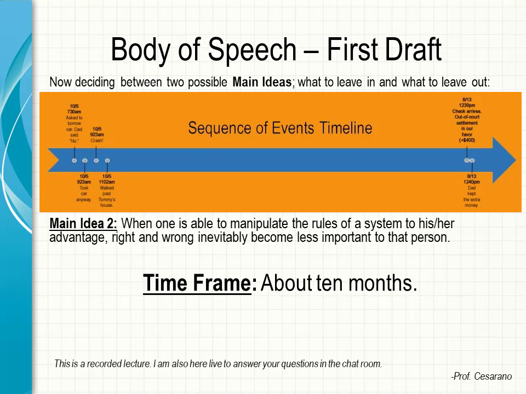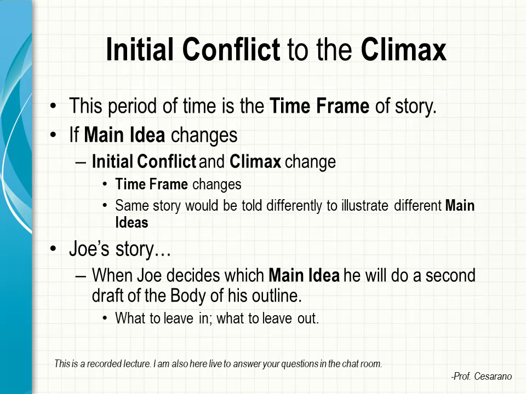Remember that the time frame is the period of time between the initial conflict, in this case the moment of the accident, and the climax, in this case Joe's father keeping the extra money. To review, the period of time between the initial conflict to the climax is the time frame of your story. So it's important to have a clearly defined sequence of events and link them to your main idea. If the main idea changes, then the initial conflict and climax change.